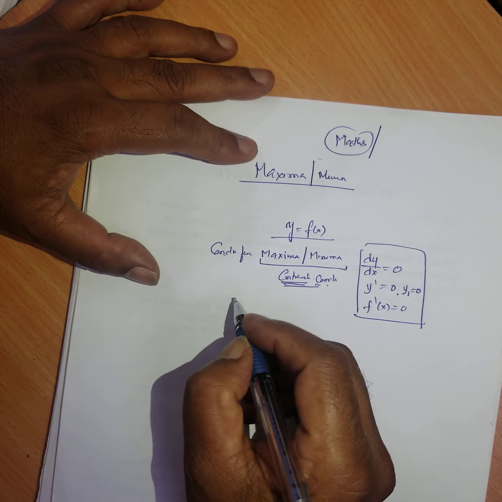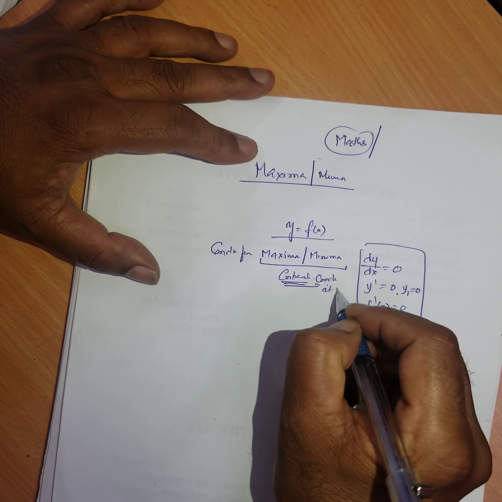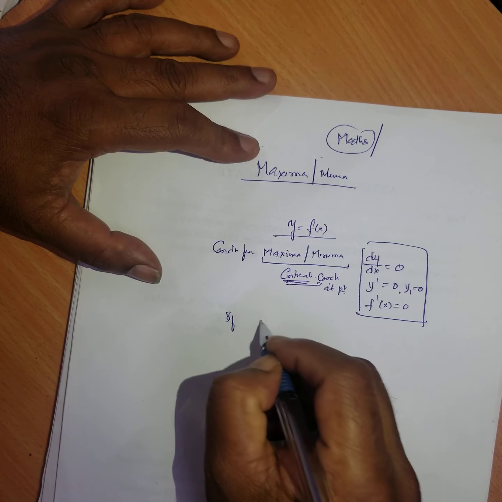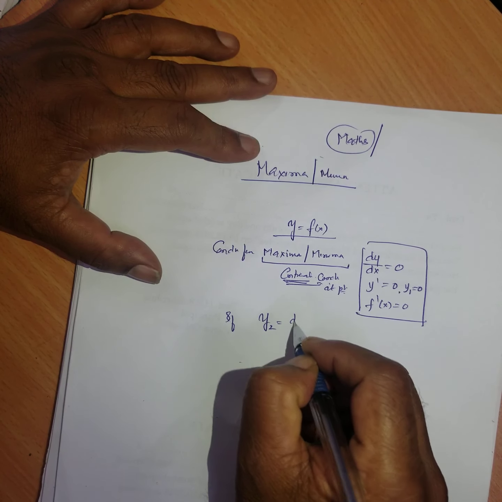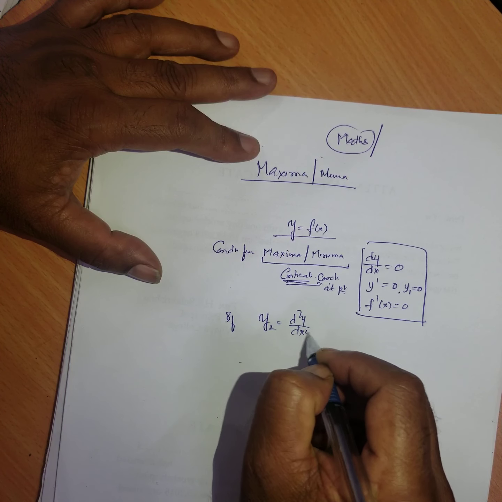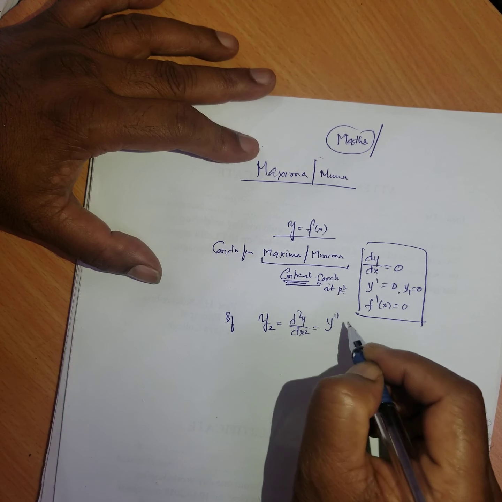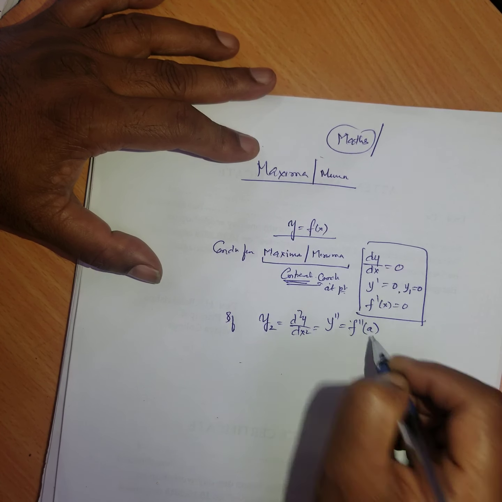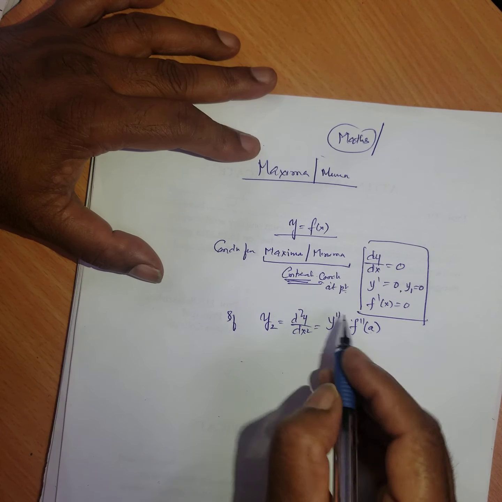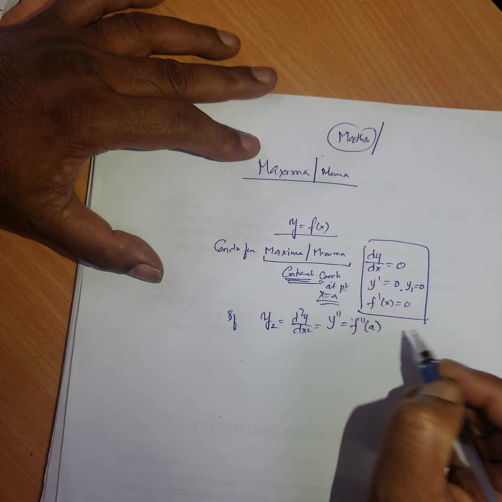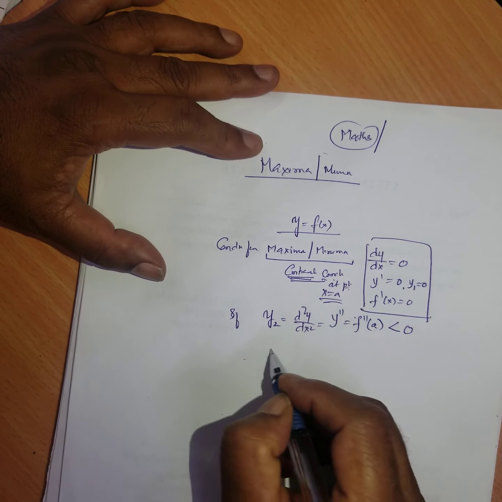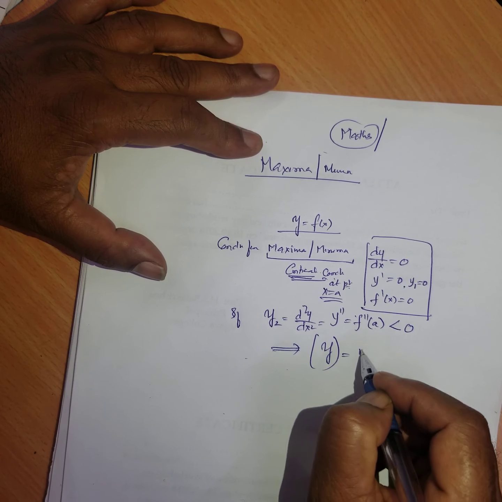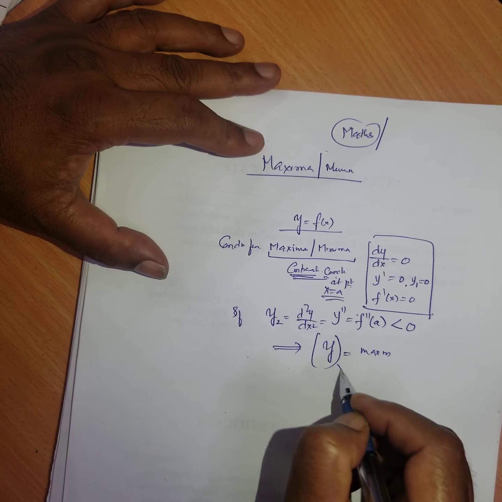And that's at some point. If the second derivative, that is d square y by dx square, or y double dash or f double dash, at that point x equal to a is less than 0, then y is maximum at that point.